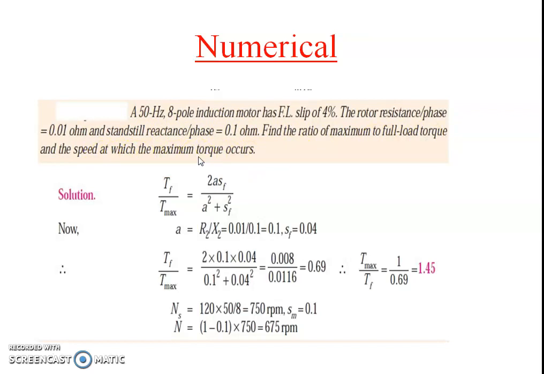As we know, this is the simplest example again. They want the ratio between the full load torque and the maximum torque. The ratio Tf divided by Tmax equals 2 a Sf divided by a square plus Sf square. We have seen this formula in previous lectures. So this is the ratio between full load and maximum torque: Tf divided by Tmax equals 2 a Sf divided by a square plus Sf square.